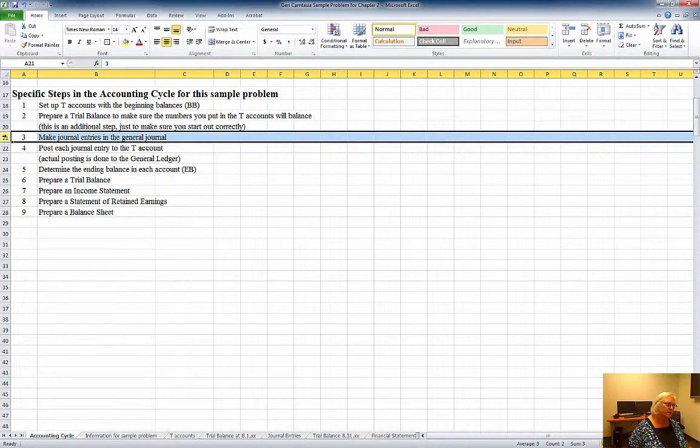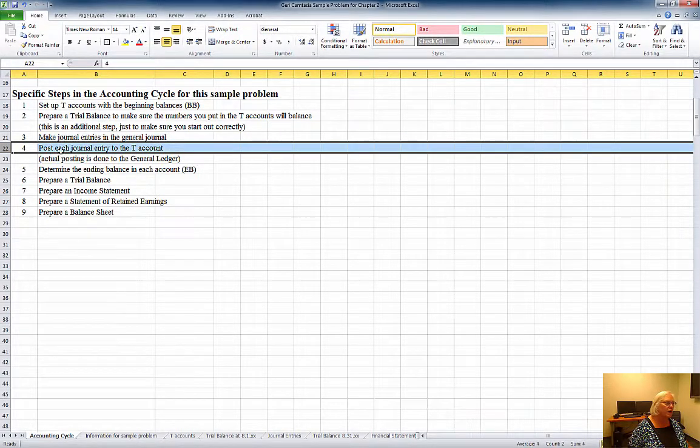Okay? All right, now, we made the journal entries. That was step 3. Step 4, we're going to post each journal entry to a T account. The actual posting is done to the general ledger. We use, for teaching purposes, a simpler method, which is just called a T account. That's all it is. So it's just a small general ledger that's quick and easy.